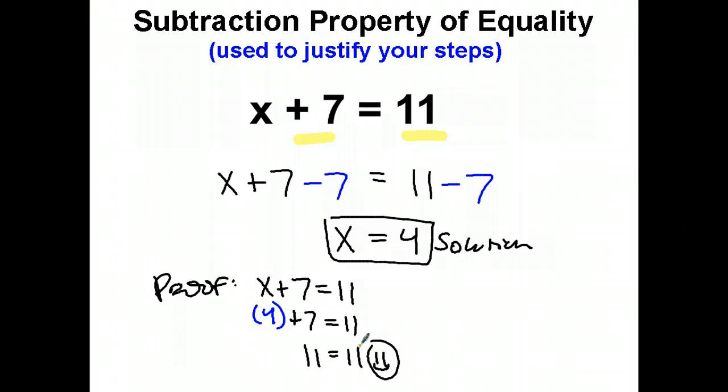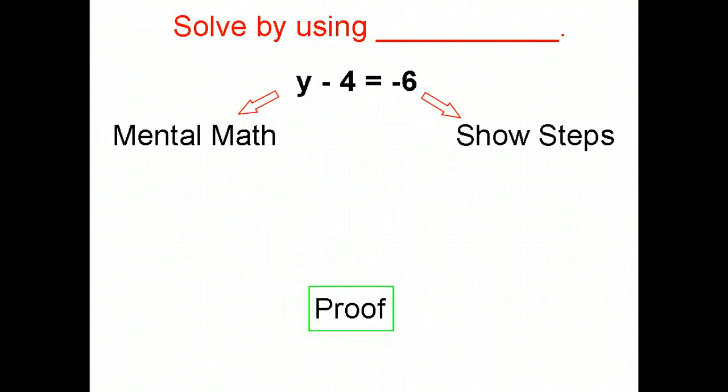Alright, so that's using the subtraction property of equality, with again the idea being that we want to be able to subtract that 7 away from the x and get the x all by itself. So now let's look at the addition property. Very similarly, now we're going to solve by using addition.